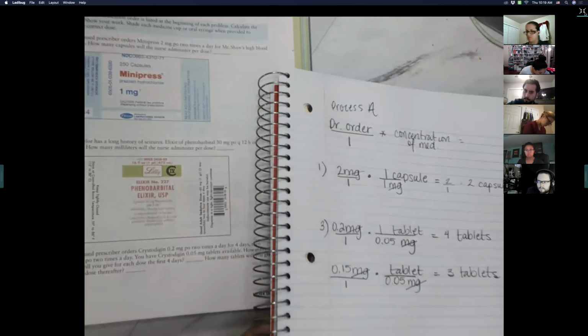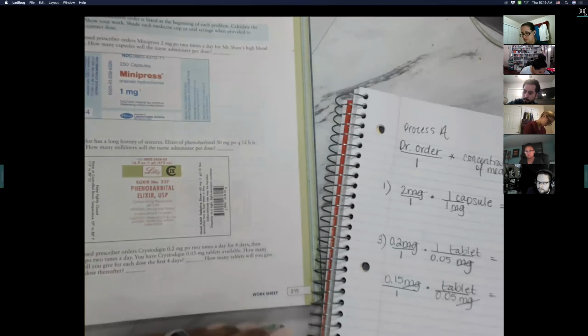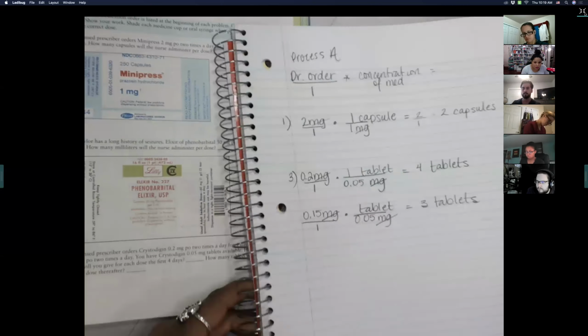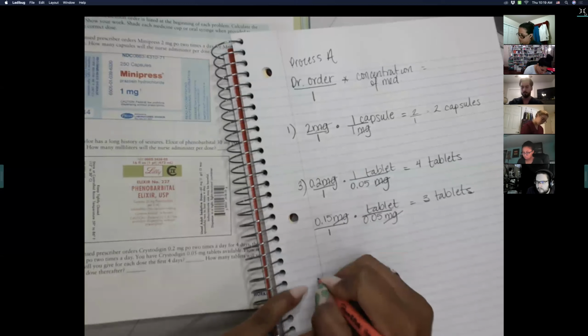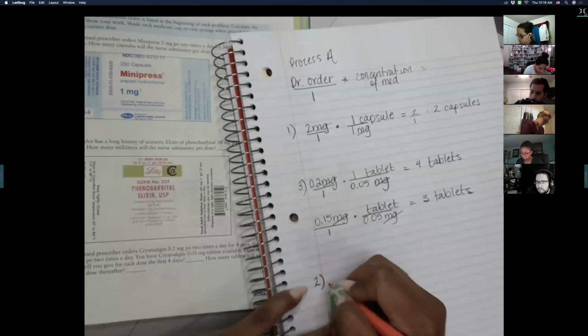Let me see if I can find it. Let's do number 2, just because the label for the medication is a little messy.